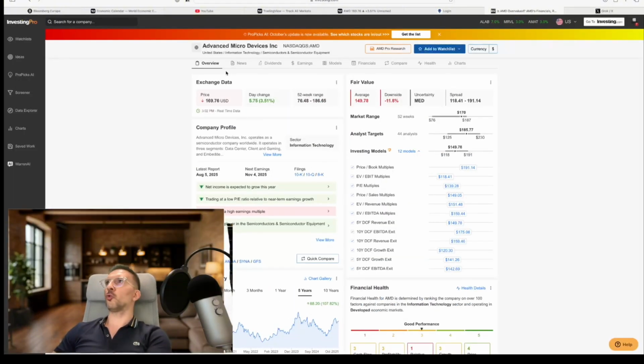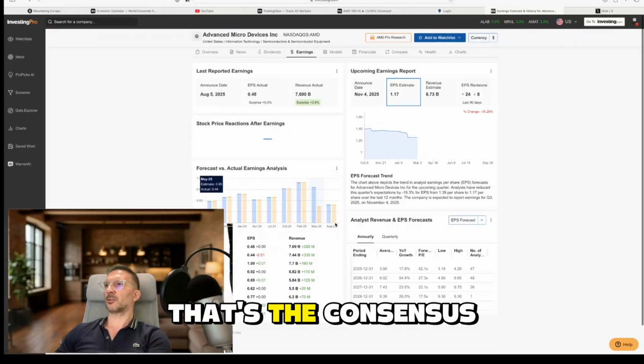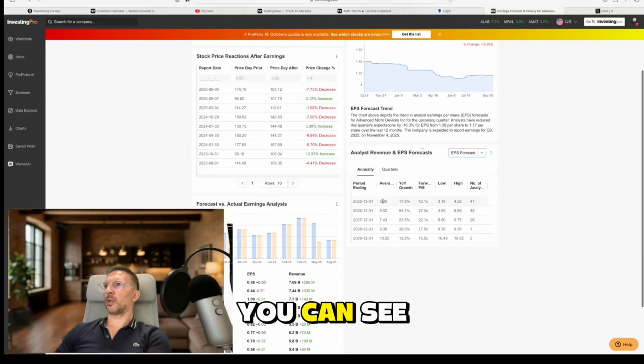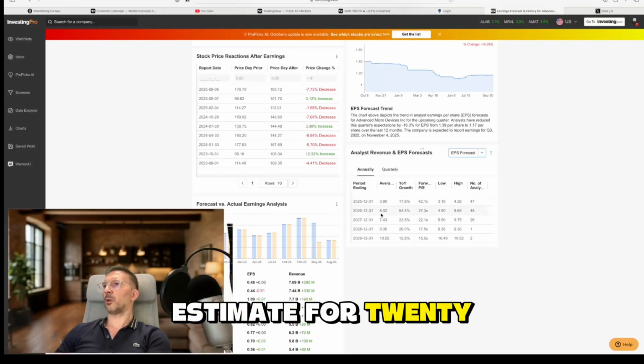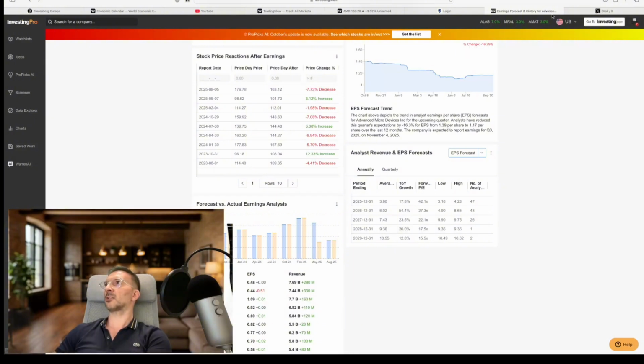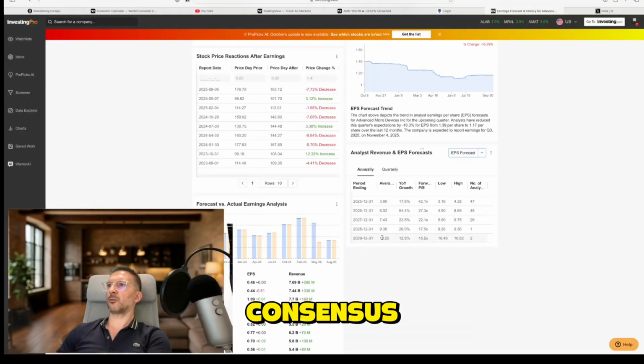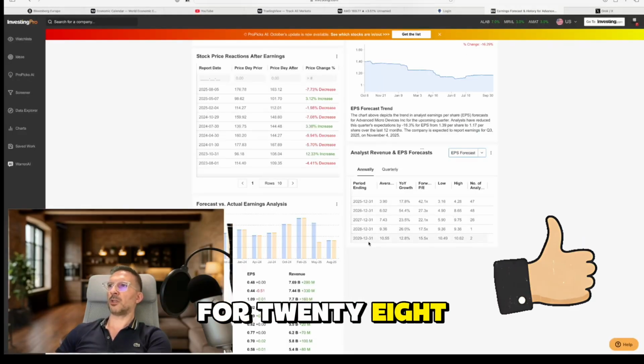If you go to investing.com, the pro version, you get the estimated earnings, which is the consensus for the peer group. You can see the estimate for 25 is $4, then $6, then $7.43, then $9.36. Let's see if we take the same: $4, $6.2, $7.43. That's very much in line with consensus, and you can do the same for 28 and 29.